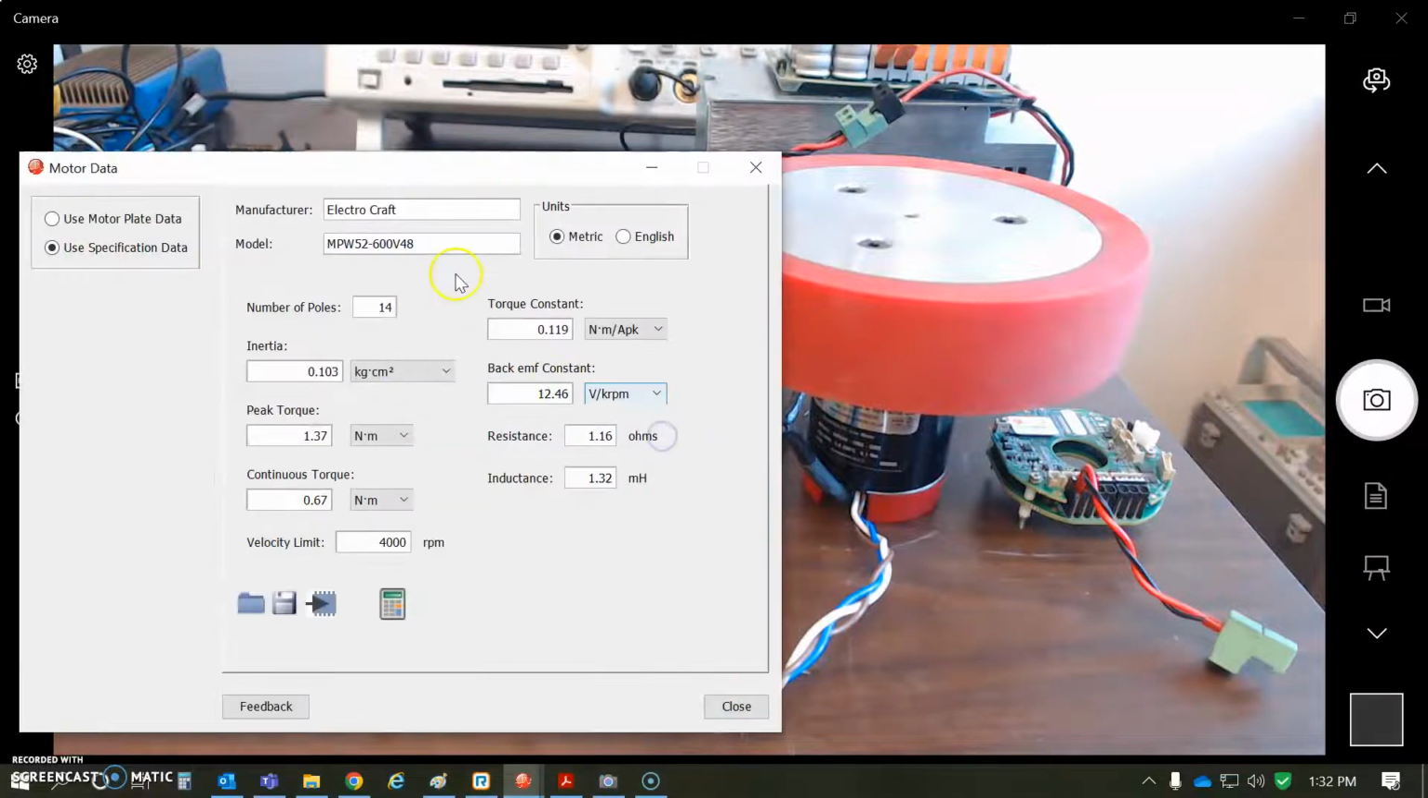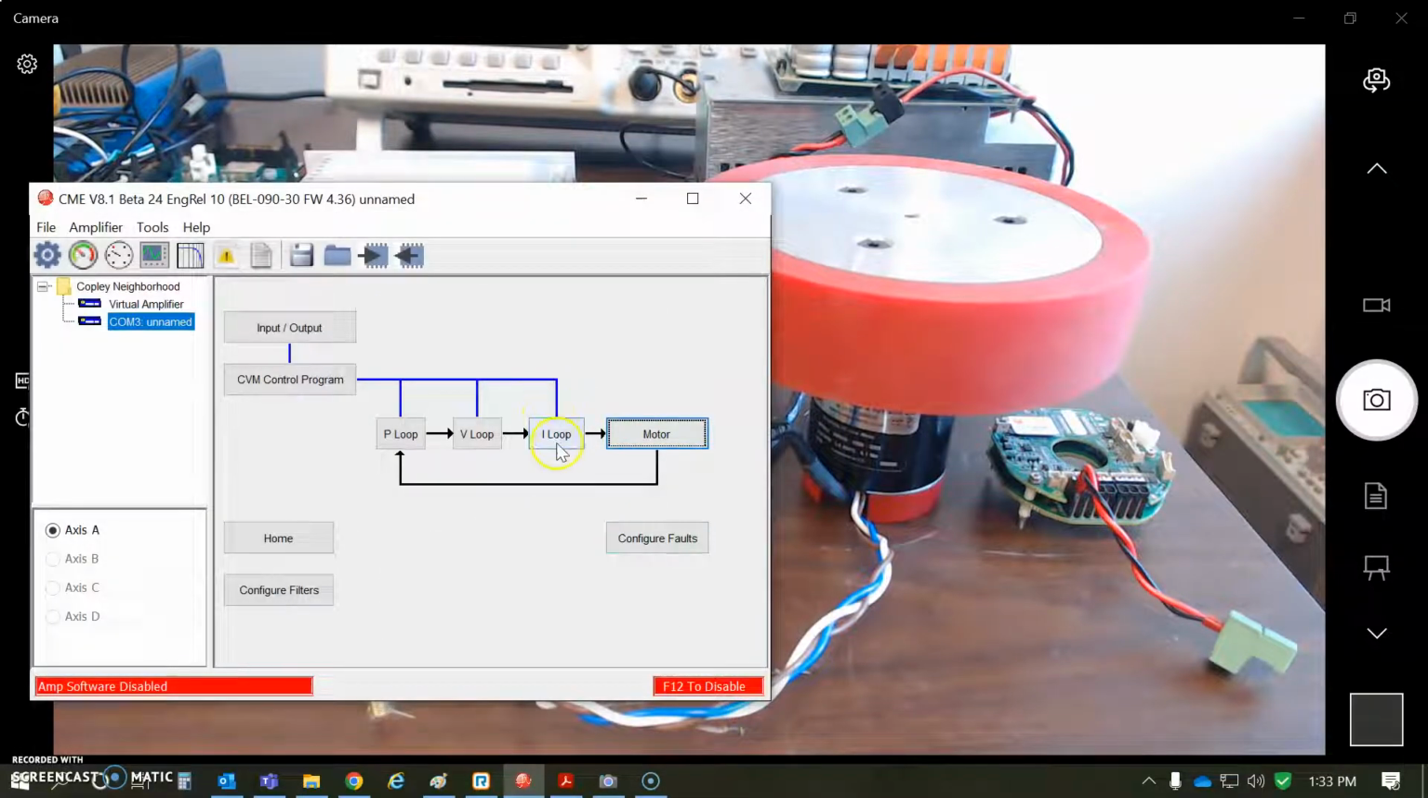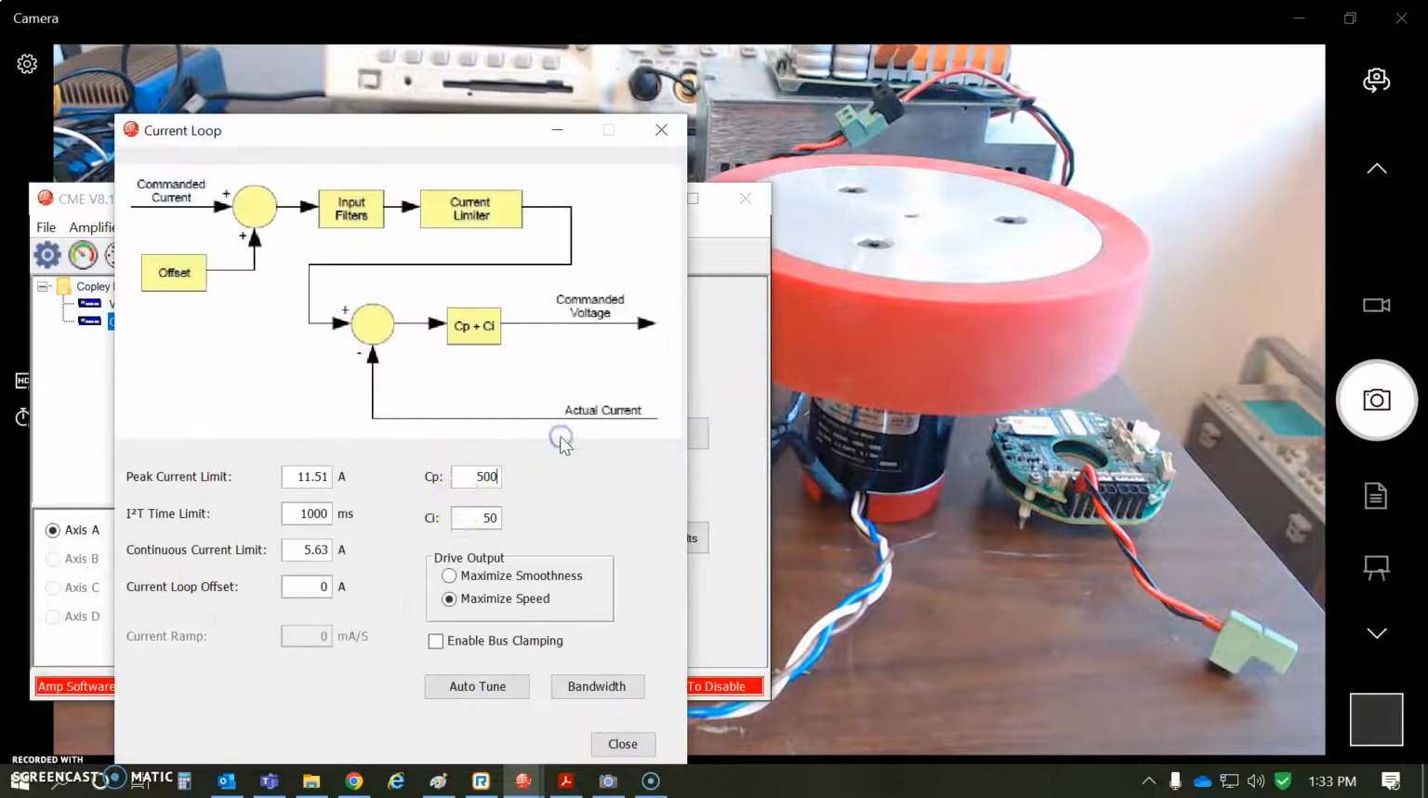And then the motor data here, it's an ElectroCraft PW52-600V48. So a 48 volt motor, 14 poles. Resistance and inductance were good from their data sheet. I put in a theoretical top speed based on 48 volts and about 12 volts per kRPM. You'll never be able to hit that fast based on your current times your resistance, right? But you can go the rated speed, that's no problem.